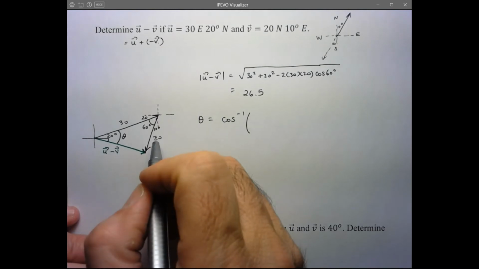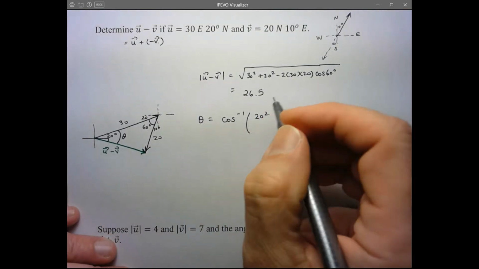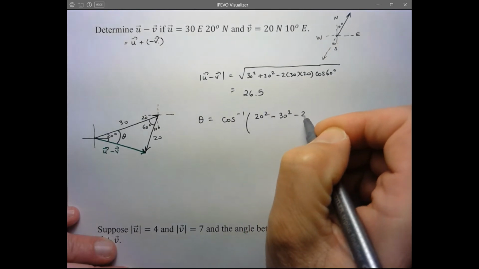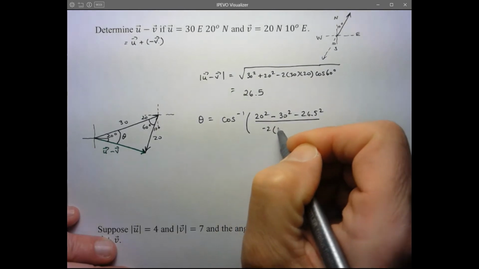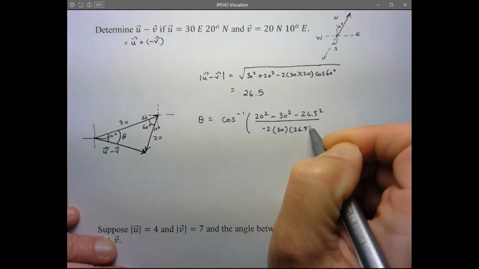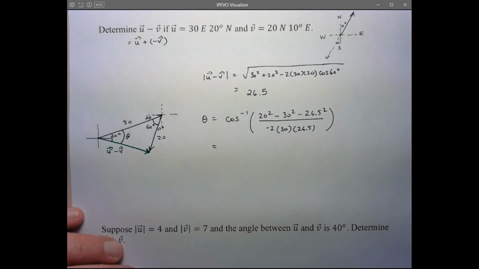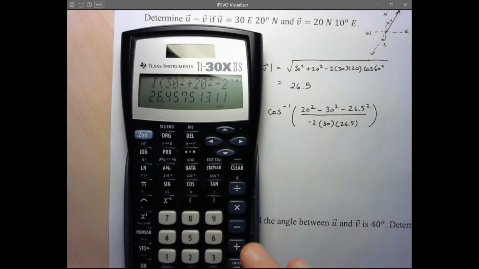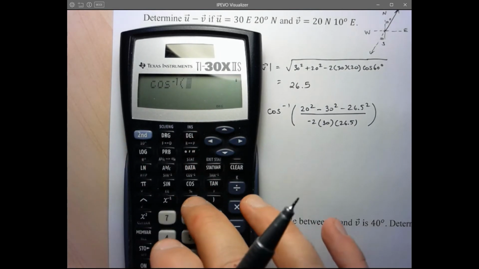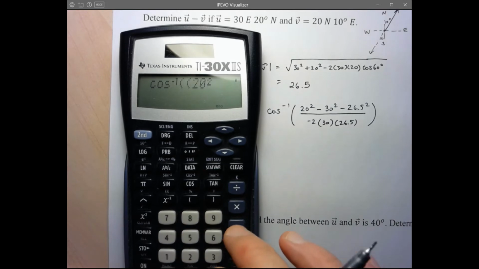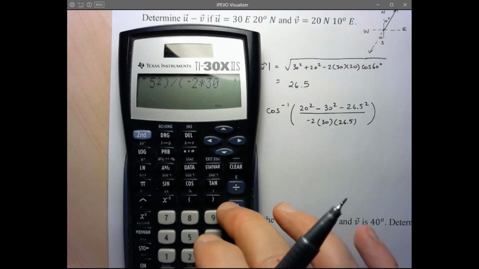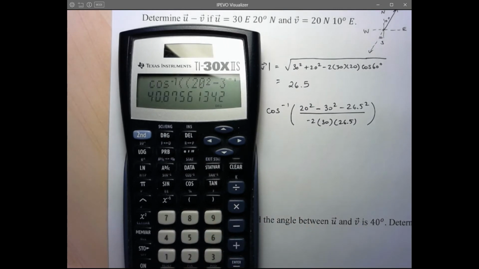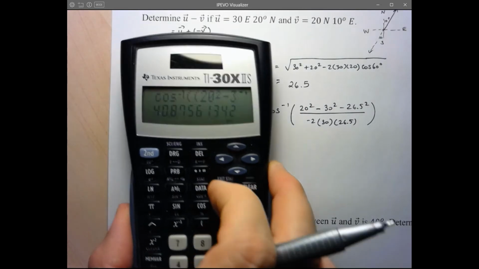So it's going to be the opposite side, 20 squared, and I'm taking the other two sides to the other side, so minus 30 squared minus 26.5 squared, and then dividing by this coefficient in front, which is negative 2 times 30 times 26.5. Let's calculate that angle, and make sure you're being very careful with your use of brackets. So it's cos inverse of, don't forget to open brackets for the numerator, 20 squared minus 30 squared minus 26.5 squared. Close the bracket, divide, open another bracket for the denominator, negative 2 times 30 times 26.5, and that gives us about 41 degrees.